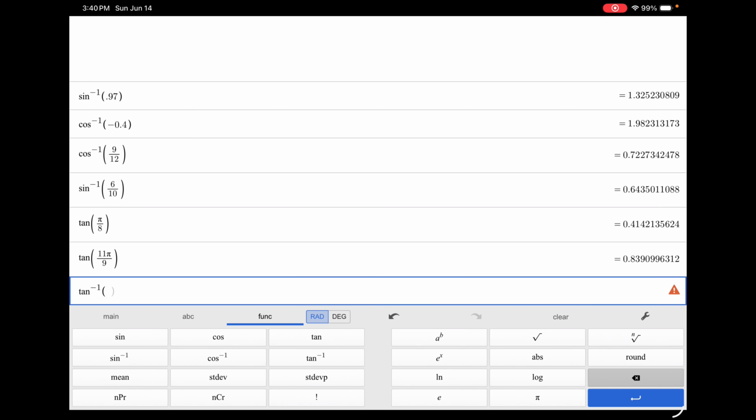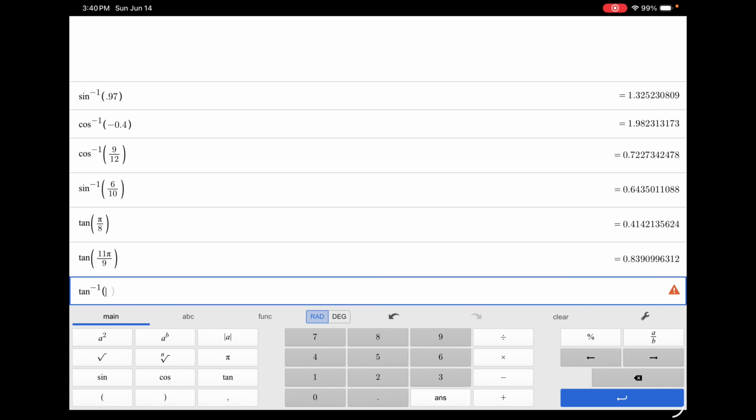Go back to your main function. We've already done 0.839, so I'm going to hit answer, which is right by the plus sign. And we get 0.698. Now I'm mixing the trig function, so I've got to be more careful here.